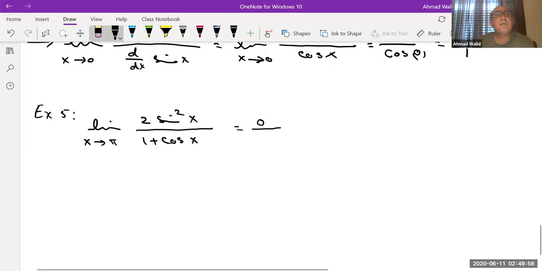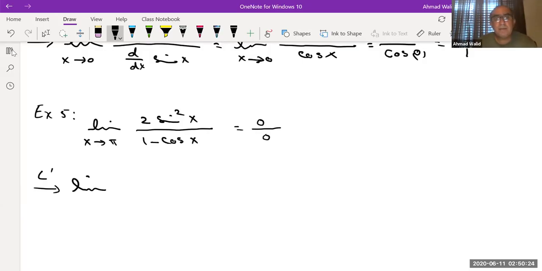this should be 1 minus cosine x, not plus cosine. Cosine of 0 gives you 1. 1 minus 1 gives you what? 0. Now, indeterminate form, then apply L'Hopital's rule.